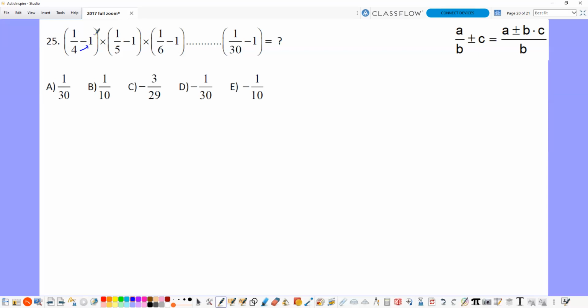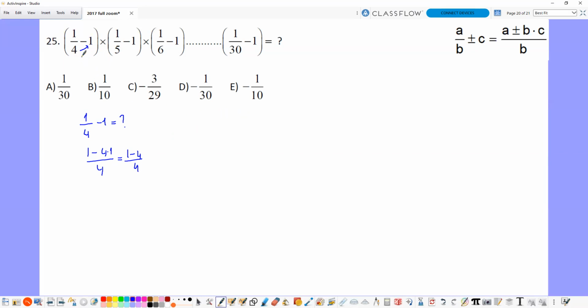1 over 4 minus 1, I wrote the formula here. What is it going to be? For each of them, I'm going to do the same thing. It's equal to 1 minus 4 divided by 4. With respect to this rule I'm talking about, 1 over 4 minus 1 is equal to 1 minus 4 divided by 4.